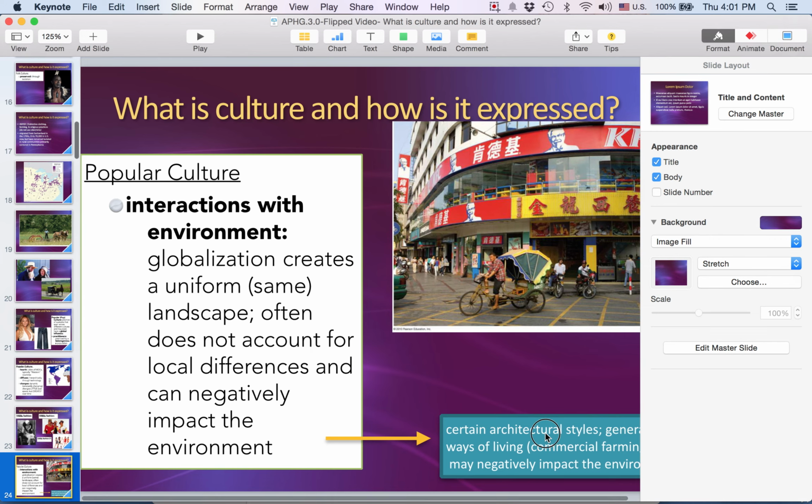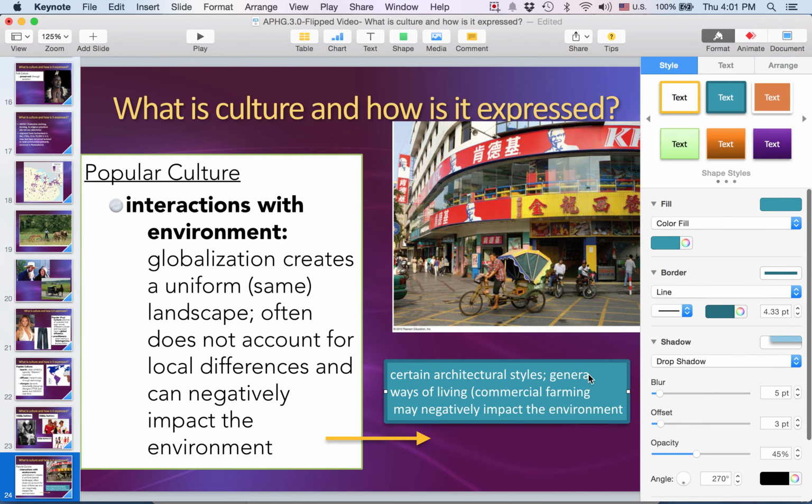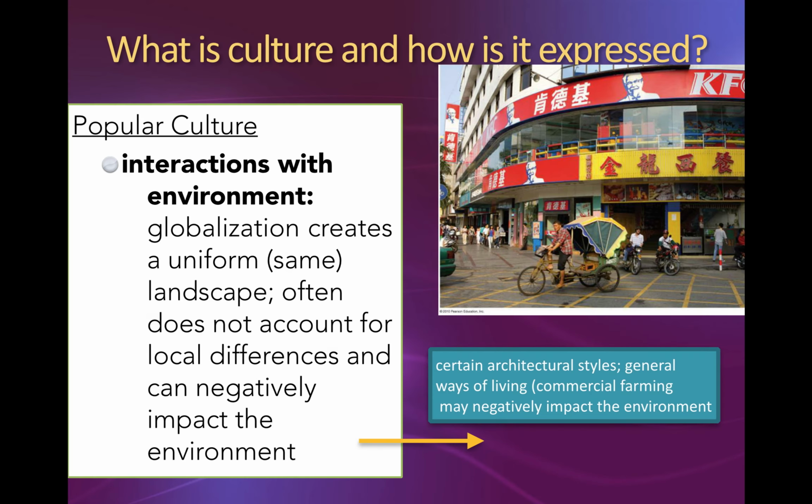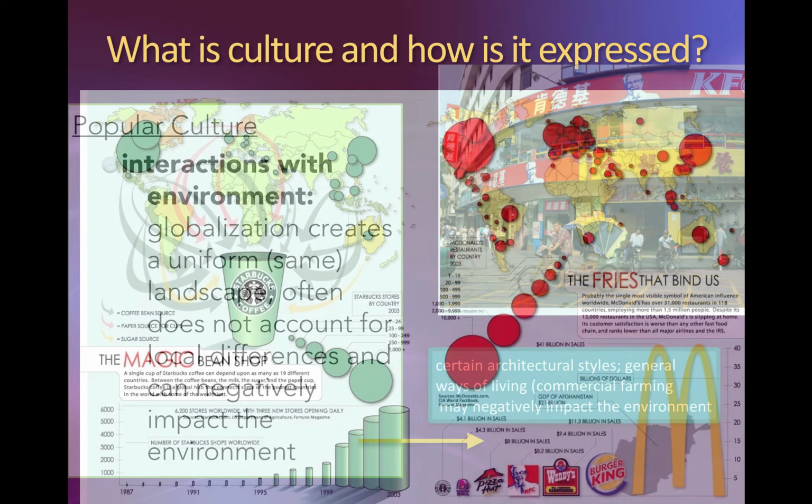Not only does it create this uniform, very similar landscape. So now we're looking at the way in which a KFC looks in the United States is going to look exactly the same as the way KFC looks somewhere else in the world. That creates a very similar architectural style, and it creates that sort of flat look, whereas folk culture gives us that beautiful diversity in the world.